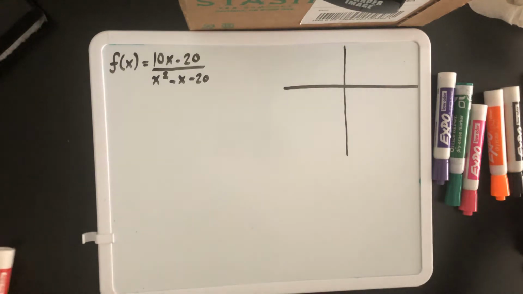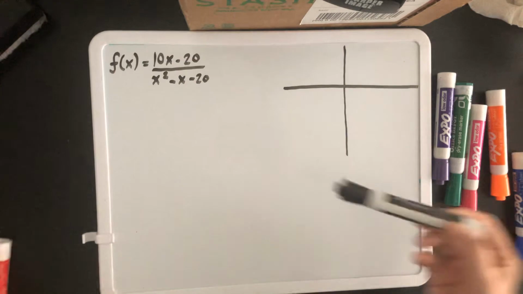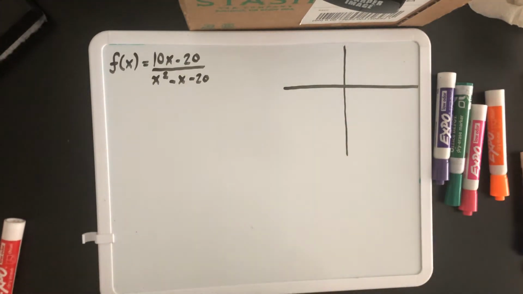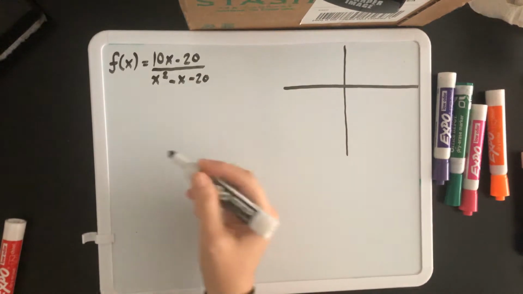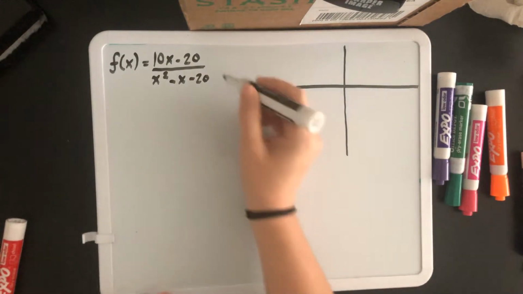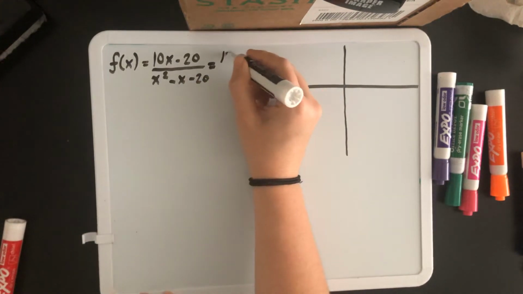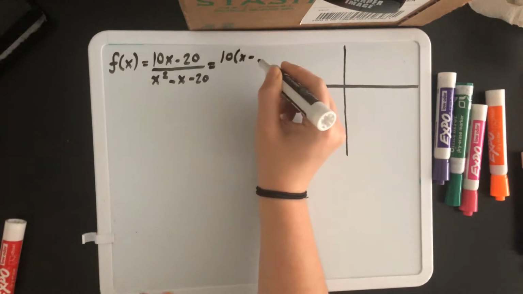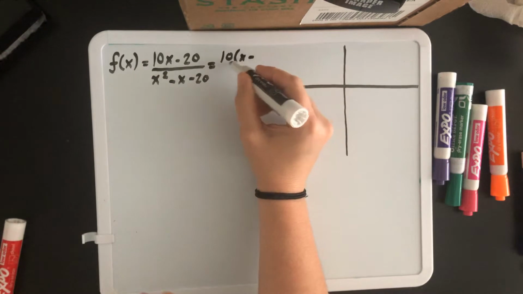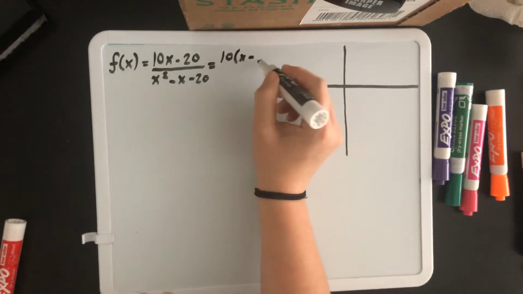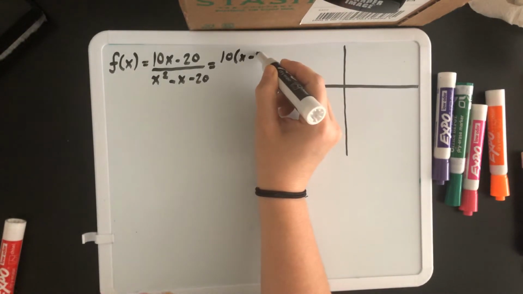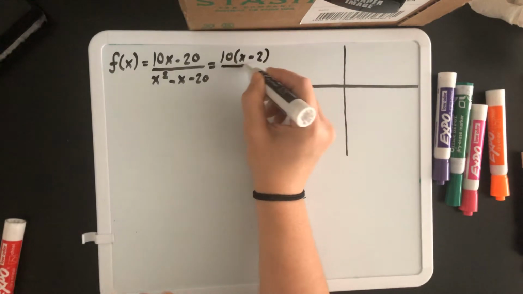In order to get started here, remember the first thing we do when approaching a rational function like this that we wish to graph is to see if we can factor and find asymptotes, maybe even cancel and find holes. If I were to factor this right now, notice that we have a greatest common factor of 10 in the numerator. So that's 10 times x minus what? Well, if you pull out the 10, 10 times x is 10x, and 10 times what would give me negative 20? If you said negative 2, you'd be correct.